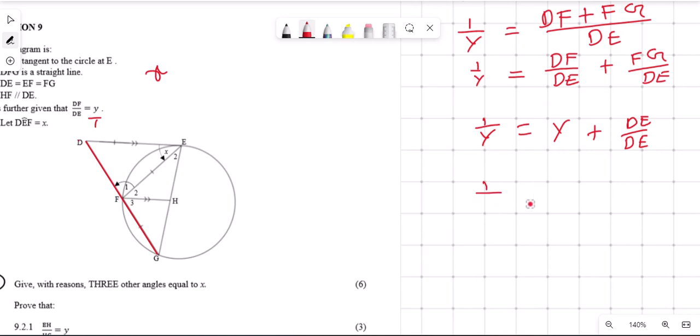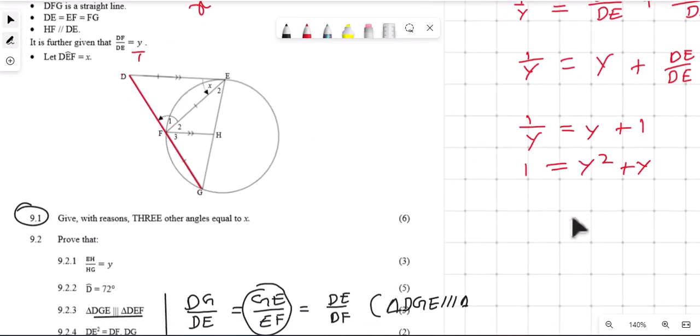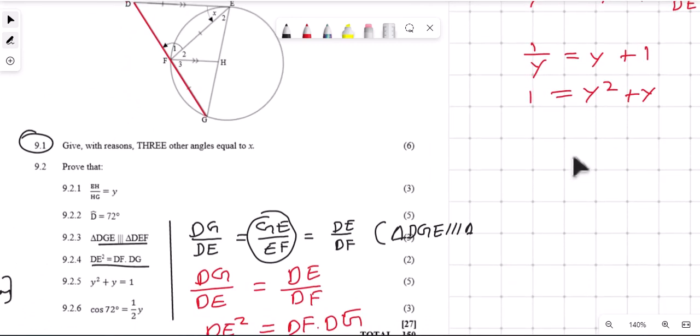1 over y is equal to y plus 1. Yes. We are winning. Cross multiply now. 1 is equal to y squared plus y. What is it that we wanted to prove? That 1 is equal to y squared plus y. Exactly this.